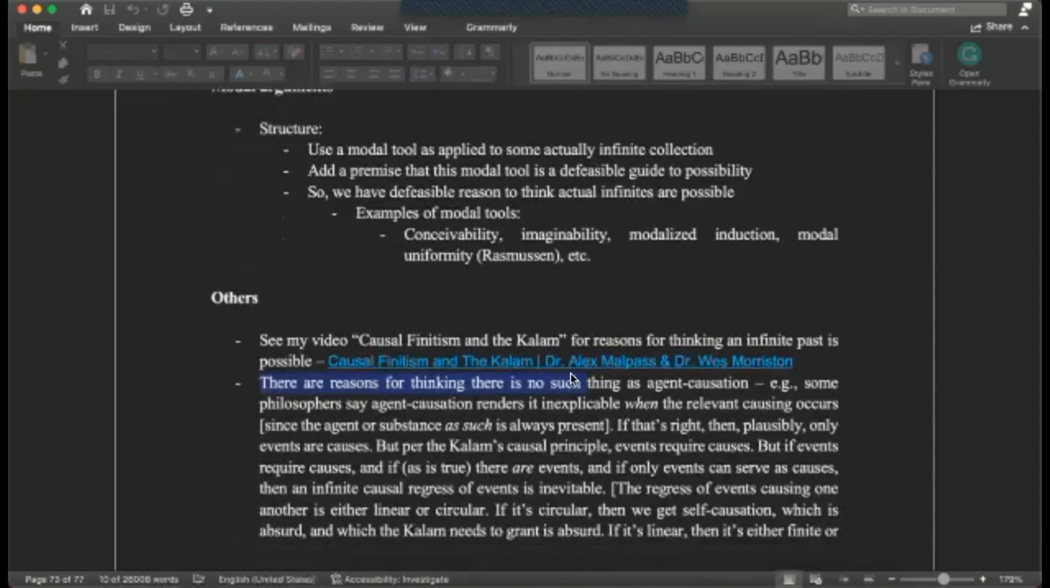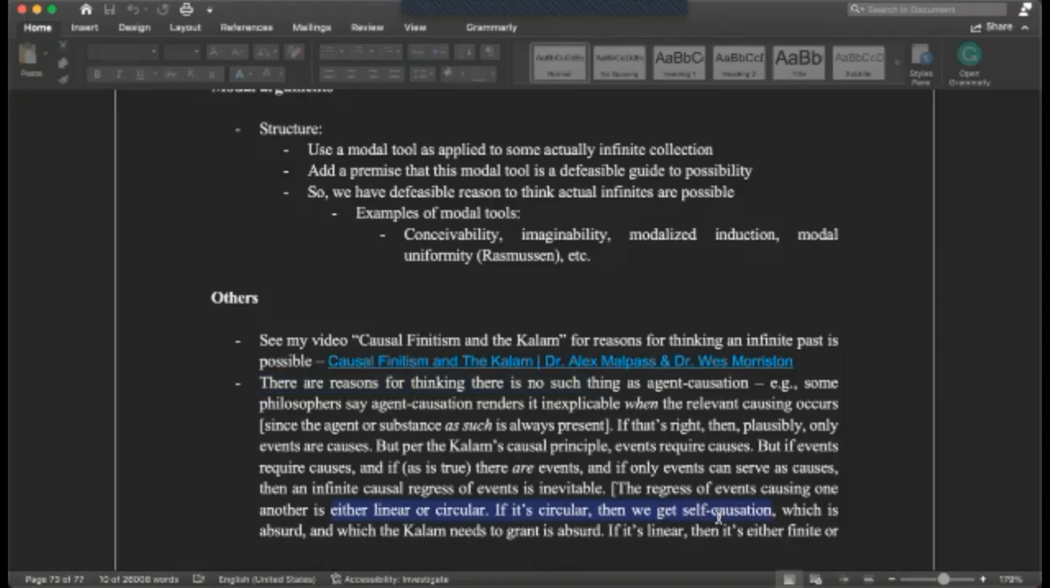For example, some philosophers say that agent causation renders it inexplicable when the relevant causing occurs, since the agent or substance as such is always present. If that's right, then plausibly only events are causes. But per the Kalam's causal principle, events require causes. But if events require causes, and if, as many think is true, there are such things as events, and if only events can serve as causes, then an infinite causal regress of events is inevitable, right? The regress of events causing one another is either linear or circular.